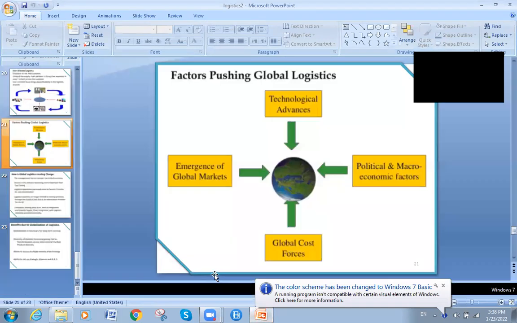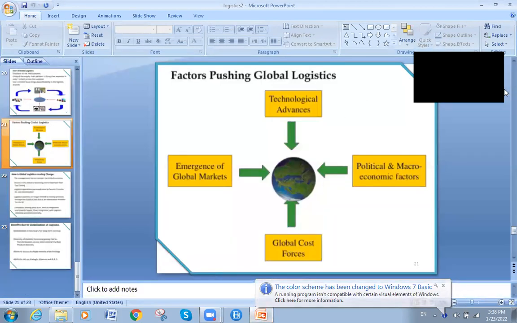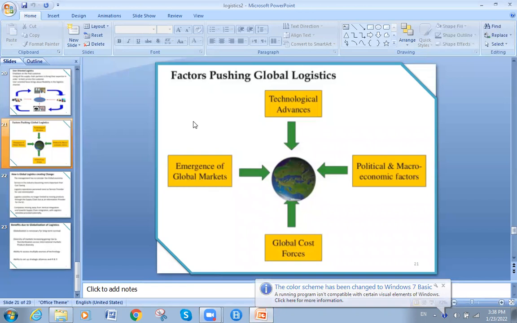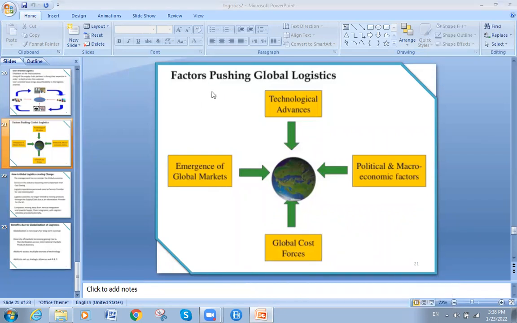And here we go. As you can see on the screen in front of you, here we have the factors pushing or affecting global logistics. Both are technological advances and emergence of global markets. The global markets are everywhere because the world became like a small village, and that helped a lot. Then political and macroeconomic factors.